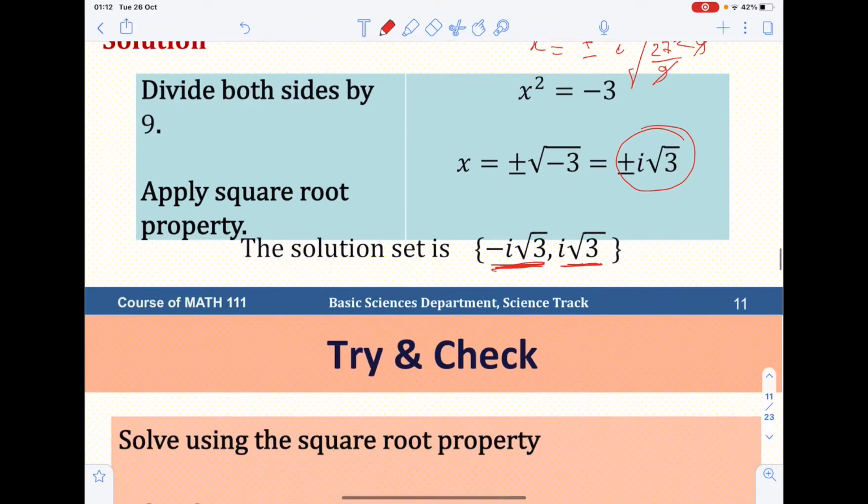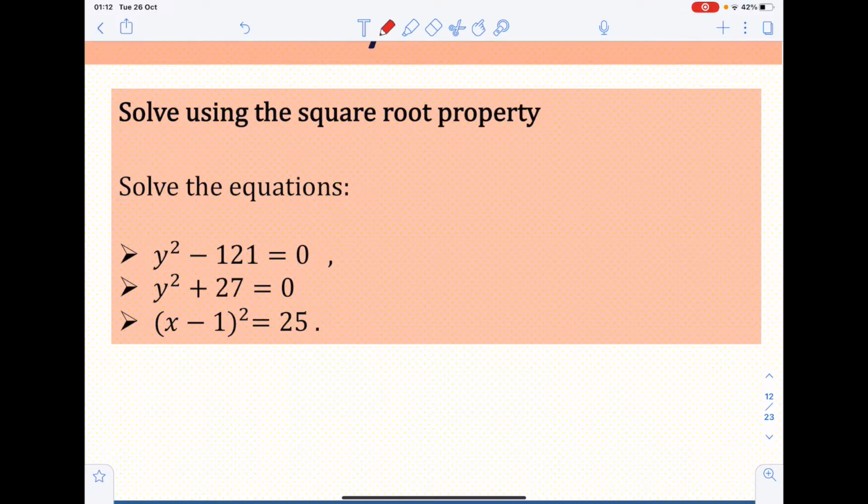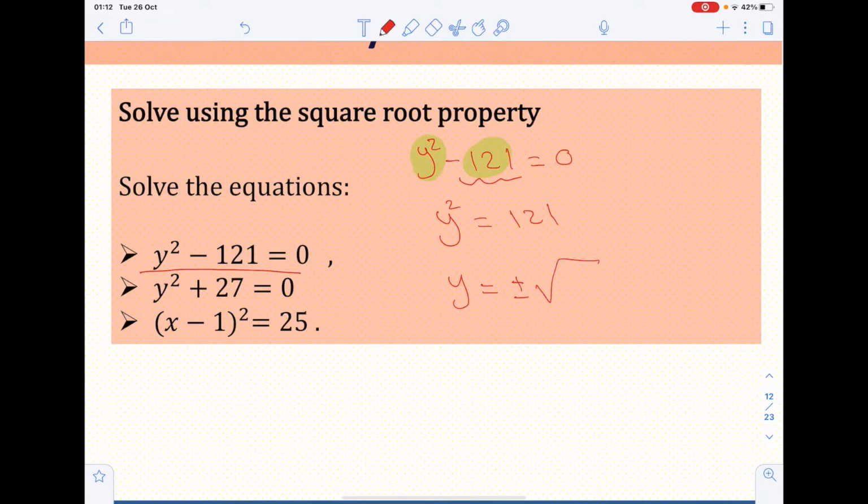We can follow the same strategy with these equations. Let's solve the first one. I have y squared minus 121 equals 0. As we said, we have the term y squared and the constant, so we use the square root method. I'm going to move this to the other side, so y squared equals 121. Now I will take the square root of both sides, so y equals plus or minus the square root of 121. And you know that the square root of 121 equals 11, so y equals plus or minus 11. And this would be the answer.